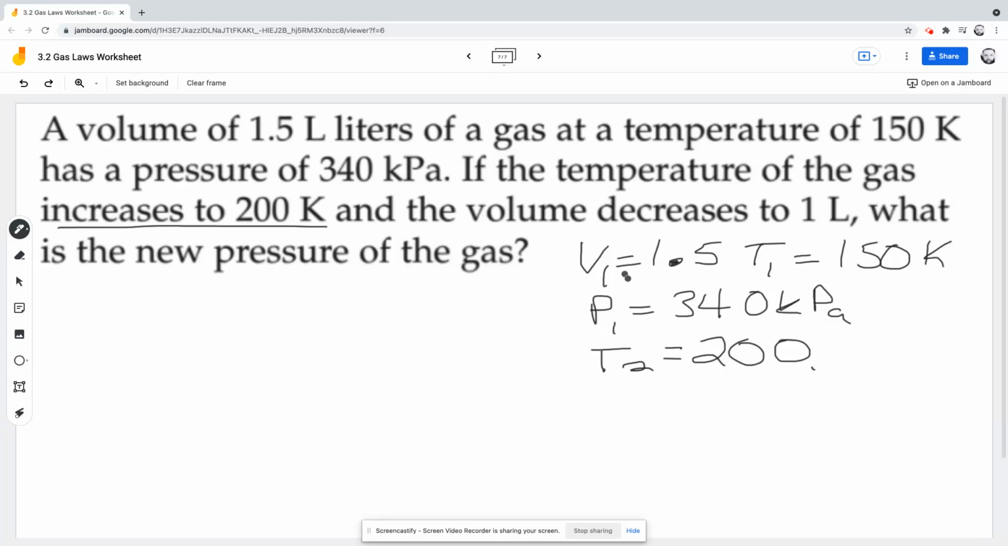and the volume decreases to 1 liter, so that means that my second volume is 1 liter. I'm trying to hurry before the bell rings. And this is 1.5 liters. I got to remember my units. What is the new pressure? So we're going to start over here.